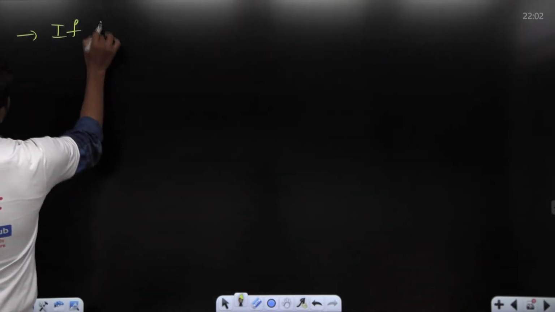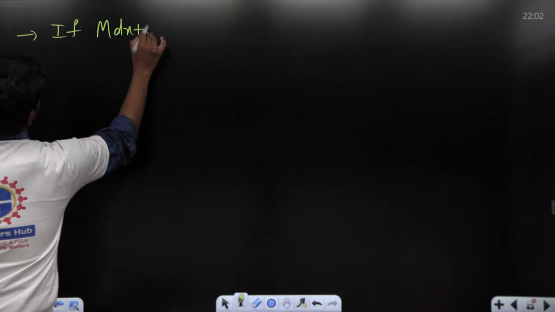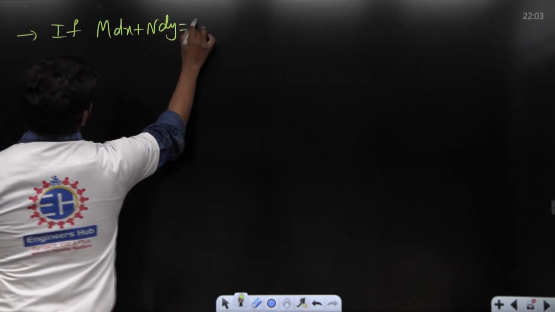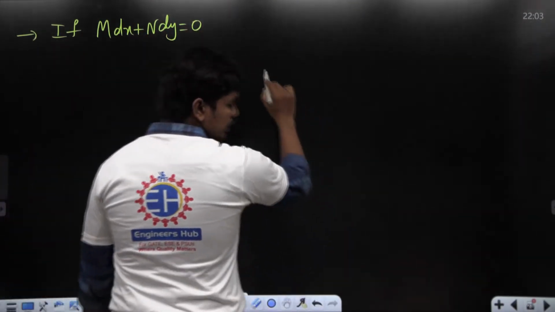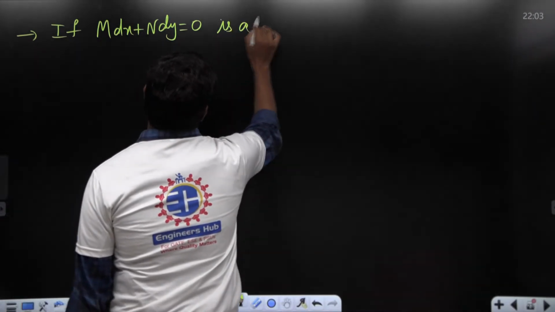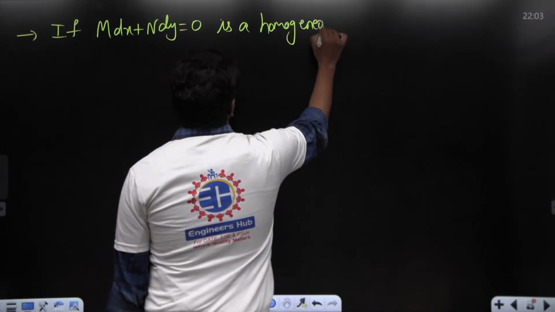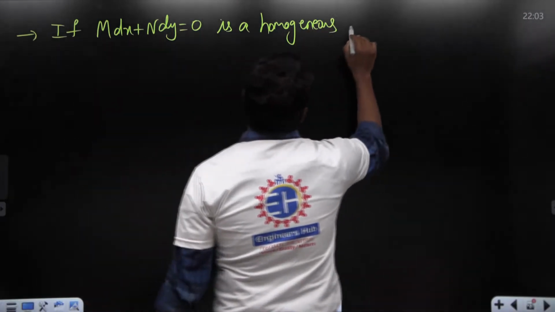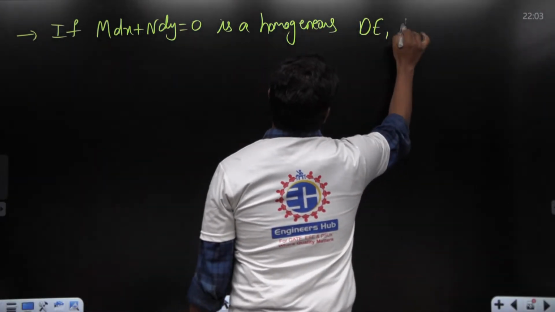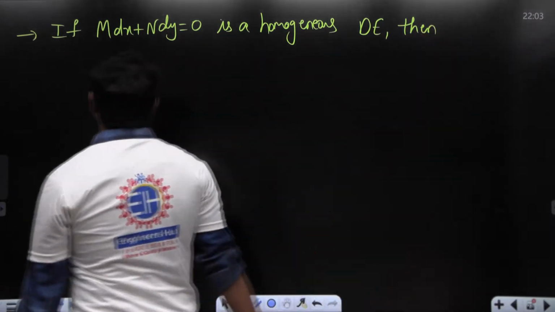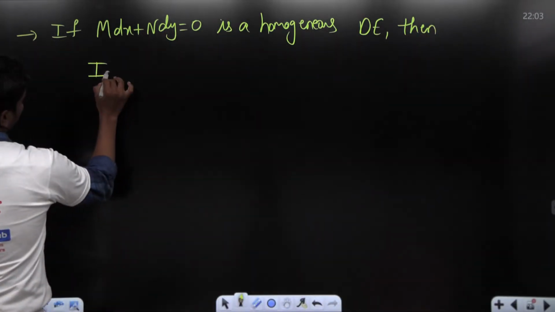If M dx plus N dy is equal to 0, it's a first order differential equation, and if it's a homogeneous differential equation, then can you tell me what is the integrating factor? I have covered this in my comprehensive course already.